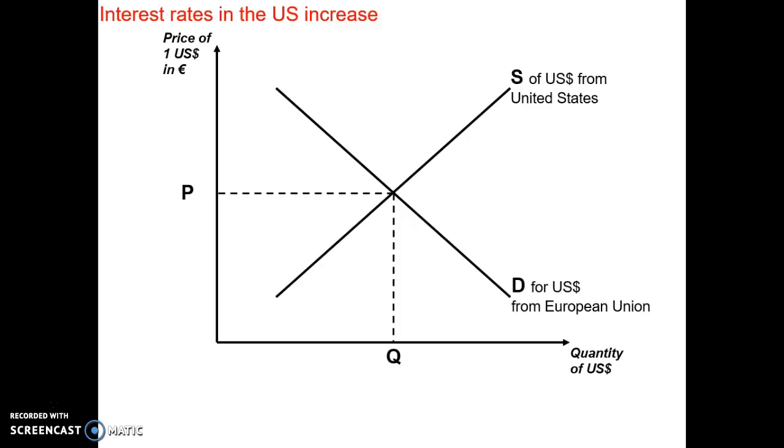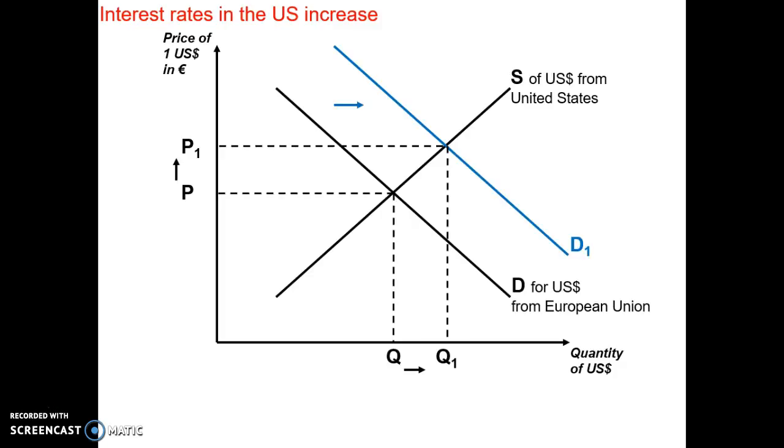And if the interest rates in US banks increase, then the Europeans are going to say, I want to invest in US banks, but first I need US dollars. So their demand for US dollars will increase. And that's what we're showing here. Demand for US dollars increasing. And what happens? P goes to P1. We see an appreciation this time.